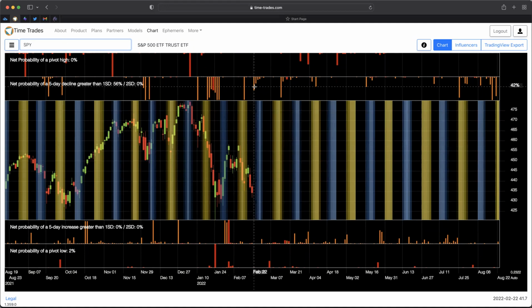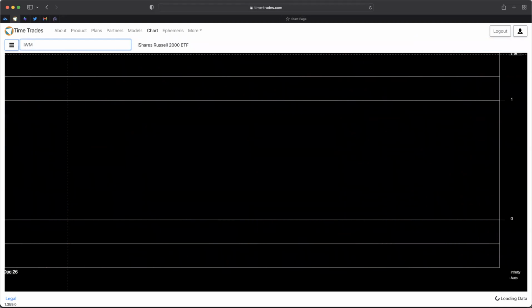You will see these days pop up quite a bit: 22, 23, 24 of February, as well as March 4. They do tend to appear quite a bit in the forecast. Let's look at IWM.